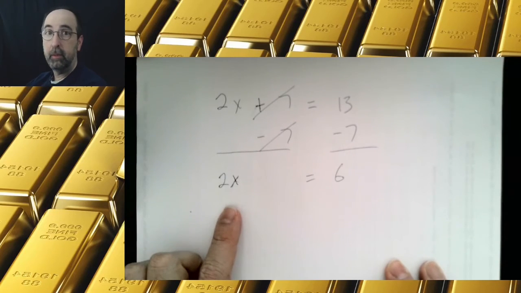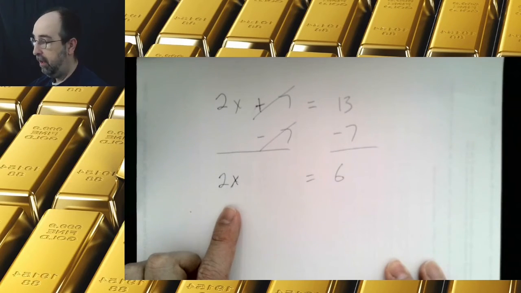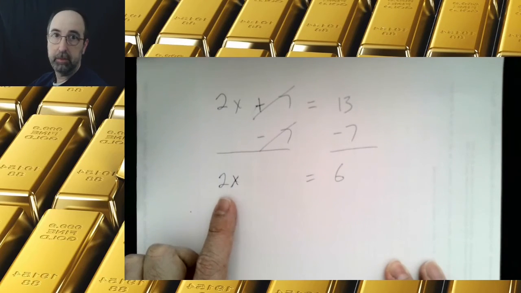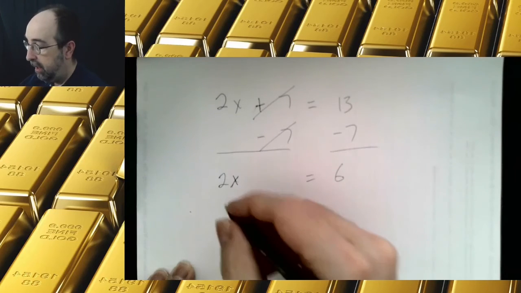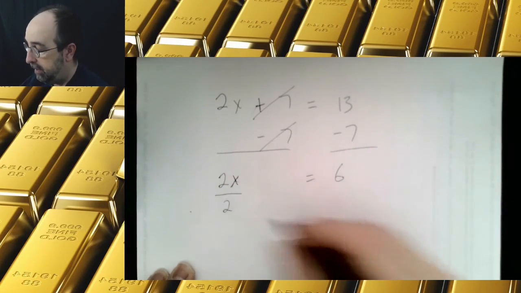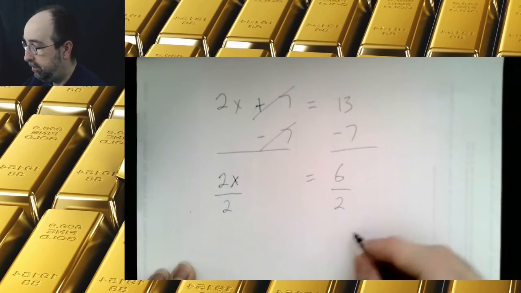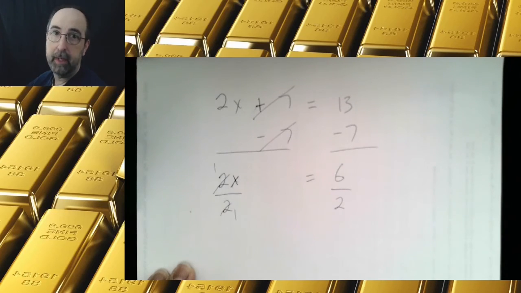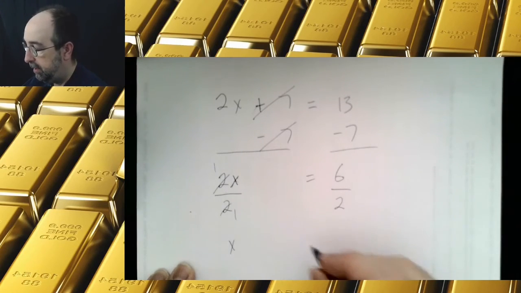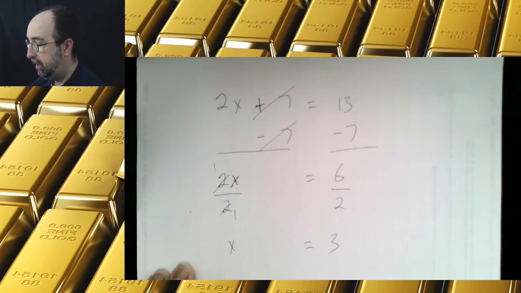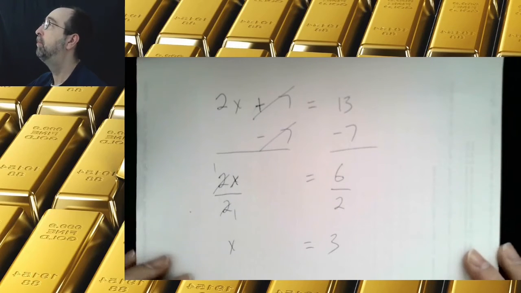This looks a lot like one of the other problems we did. Here x is being multiplied by 2, and the opposite of multiplying by 2 is dividing by 2. Once we decide to do that, we do that on both sides. So we divide by 2, we divide by 2. These 2's will cancel out into 1's, but when you have 1x, we can just write x. And 6 divided by 2 works out to be 3. So we have yet another problem where the solution seems to be 3.